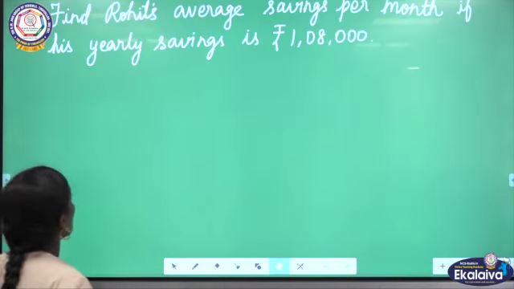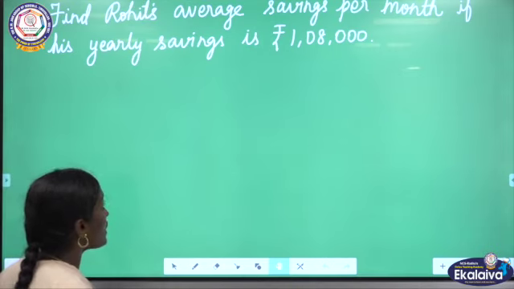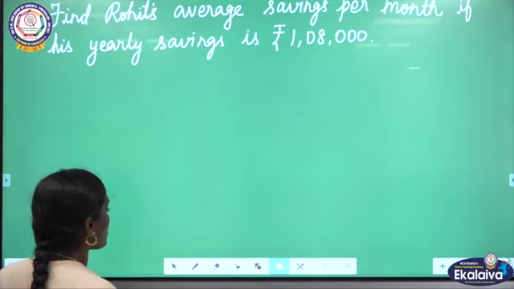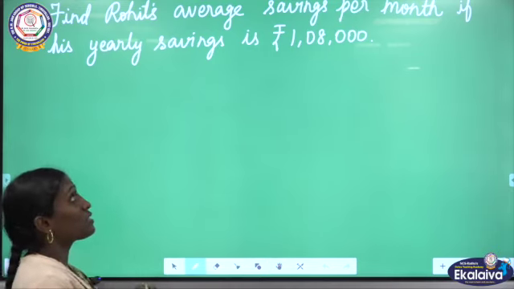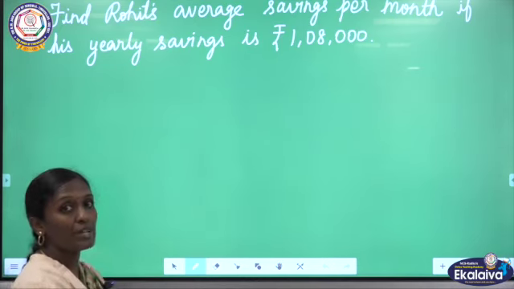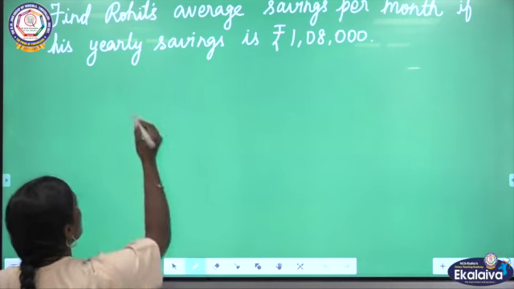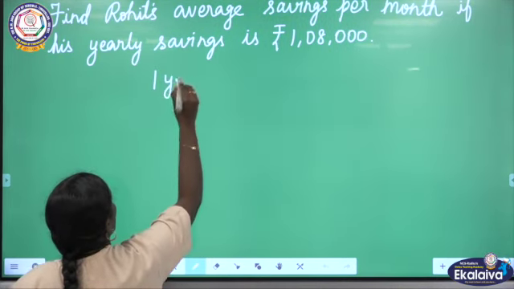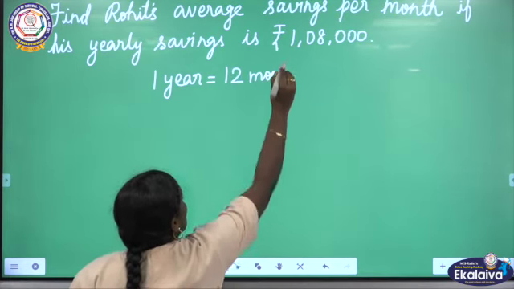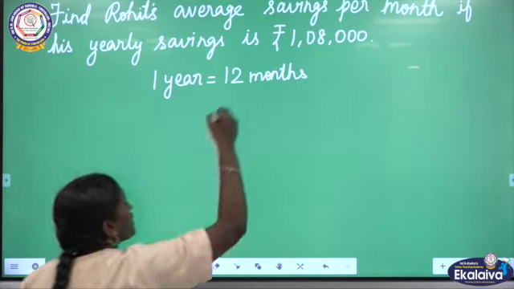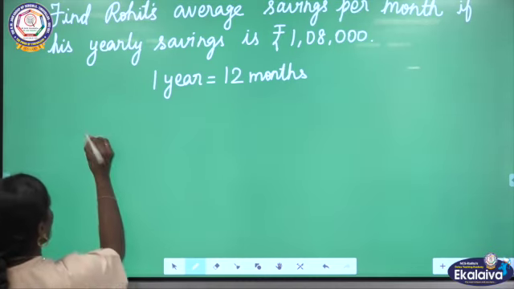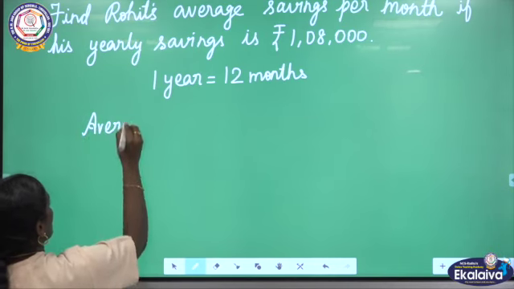The next one, find Rohit's average savings per month if his yearly savings is rupees 1,08,000. Here yearly savings is given. We are going to find the average monthly savings. Per month we are going to find. So yearly savings means 1 year is equal to 12 months. Isn't it? Here savings for 12 months is given. We are going to find the average savings per month.